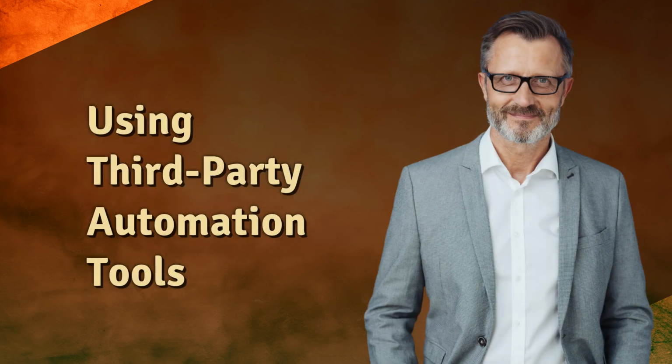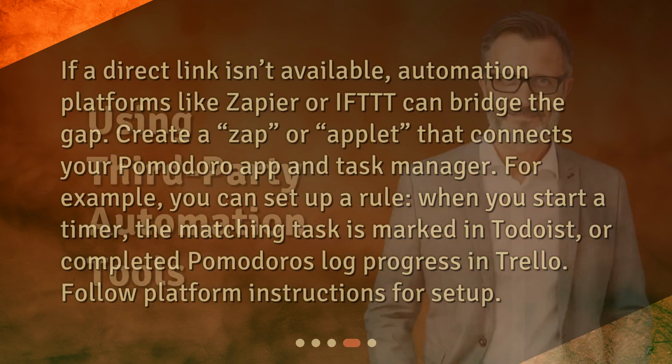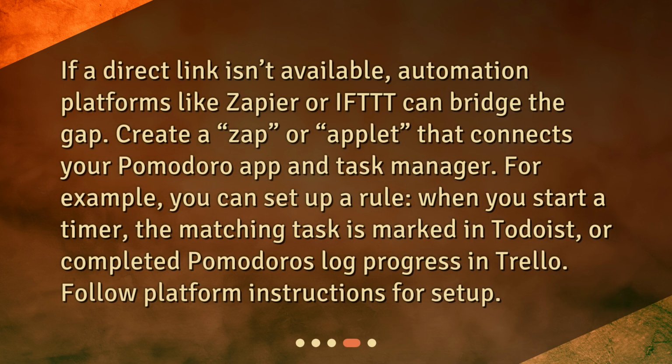Using third-party automation tools. If a direct link isn't available, automation platforms like Zapier or IFTTT can bridge the gap. Create a Zap or applet that connects your Pomodoro app and Task Manager. For example, you can set up a rule: when you start a timer, the matching task is marked in Todoist, or completed Pomodoros log progress in Trello. Follow platform instructions for setup.